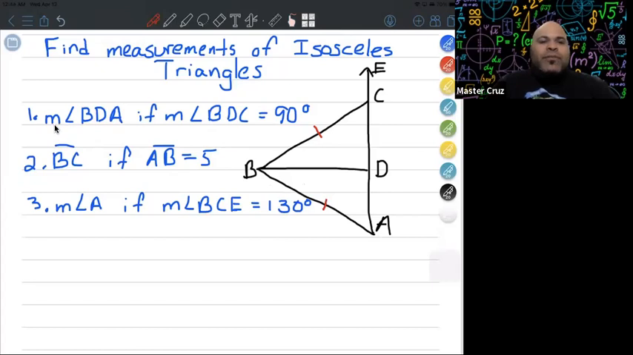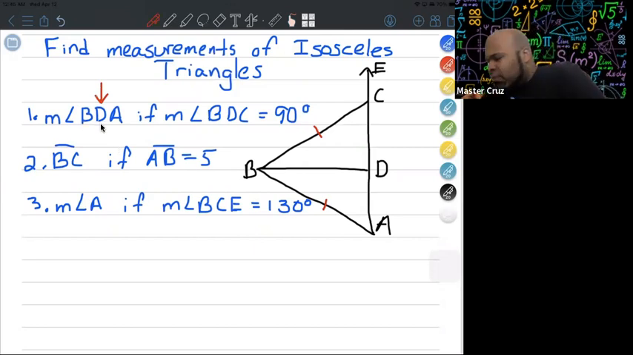So the first thing is, what is the measurement of angle BDA, if the measurement of angle BDC equals 90 degrees? Well, first we need to find the measurement of angle BDA. Where is that angle? Well, I'm going to start at B, continue to D, and end at A, remembering that the angle needs to be at the letter in the middle, which is D. Okay, so if I start at B, I'm going to do this in green. I move to D, and then I end up at A. We're talking about this angle down here.